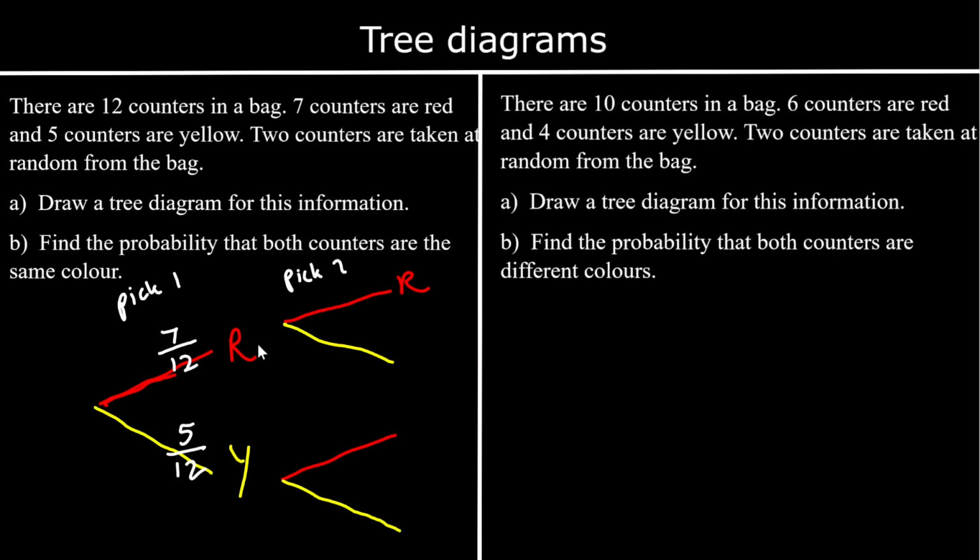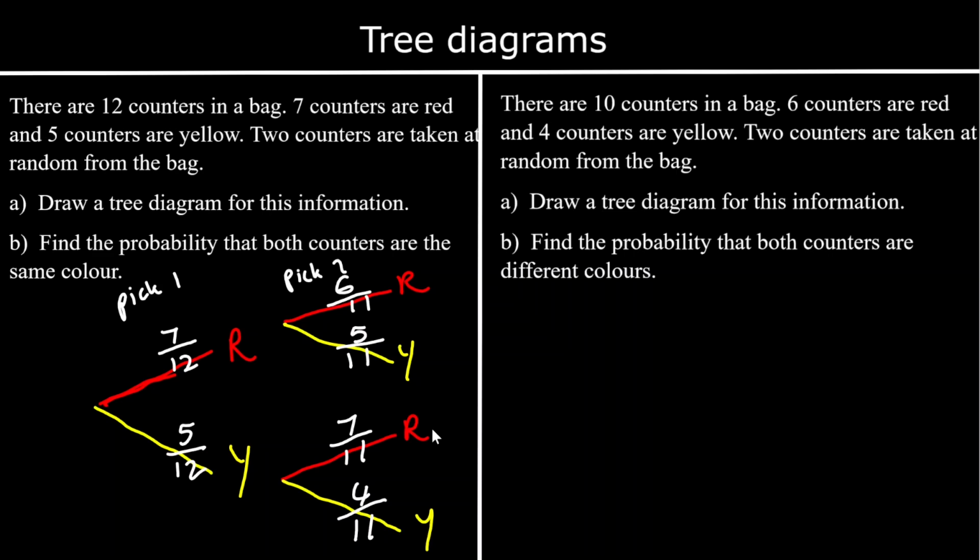So the chance of getting a red the second time is 6 out of 11, and the chance of getting a yellow, if we got a red the first time, there are still all 5 yellows out of 11 in total. If we took a yellow the first time, there would only be 4 yellows left, so it'd be 4/11, and all the reds will still be in, so 7/11. So that is our probability tree diagram.